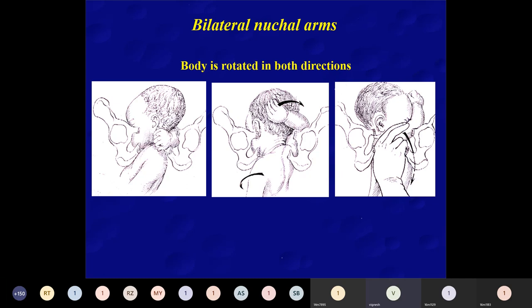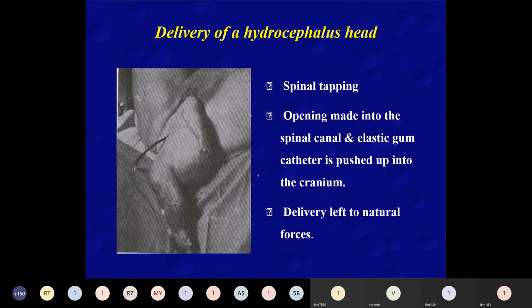So in case of bilateral nuchal arms, the body should be rotated in both directions, maybe clockwise and anti-clockwise, and bring down the nuchal arms. Now come to another entity. In breech, the congenital anomalies are more, especially the hydrocephalic head, that is the reason why it has adopted the breech presentation. So how to deliver this?